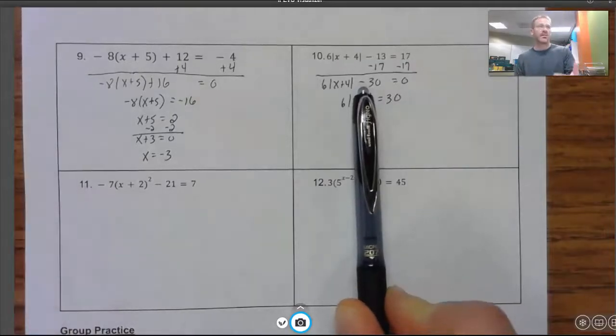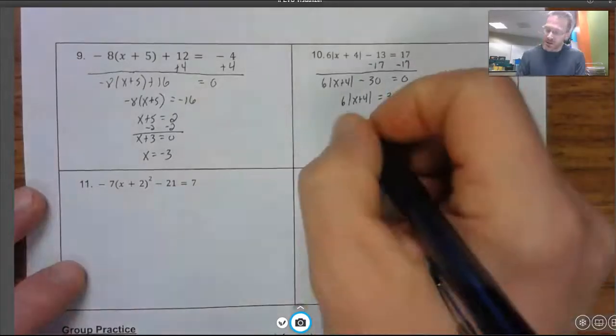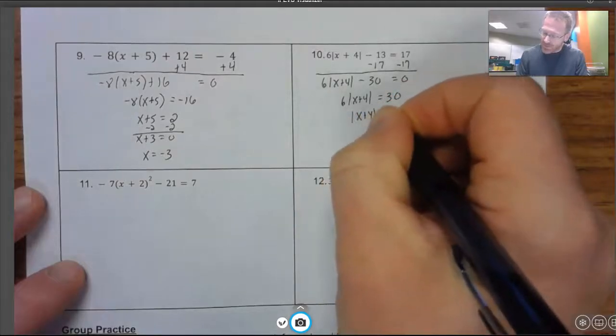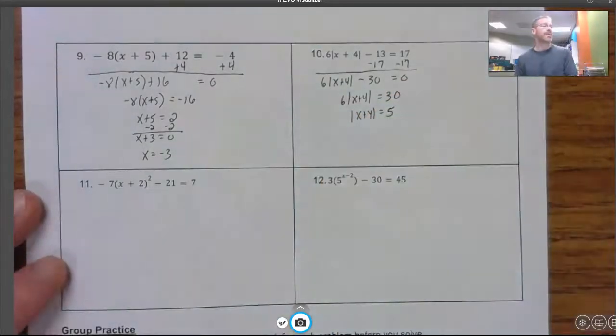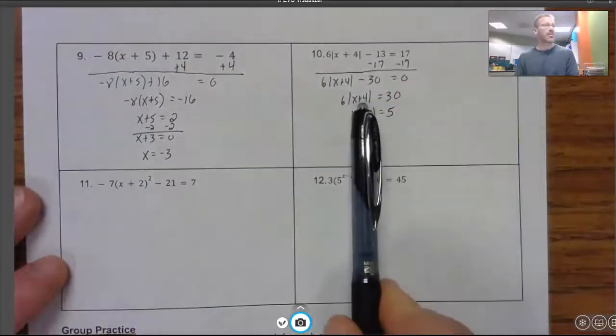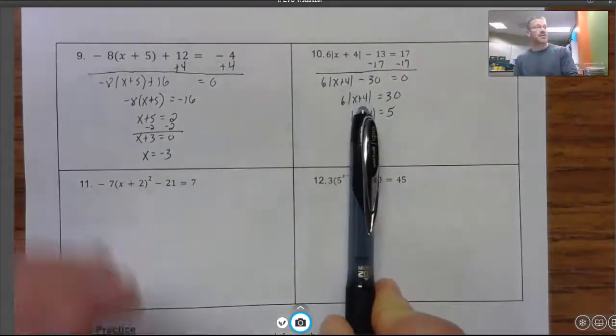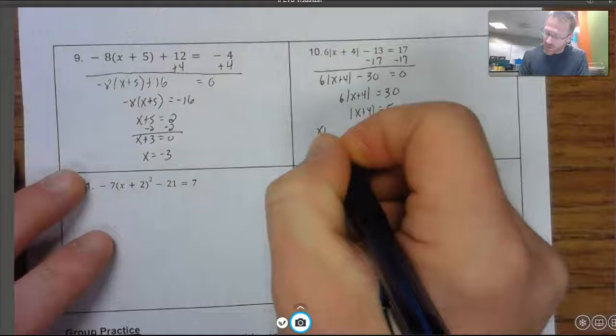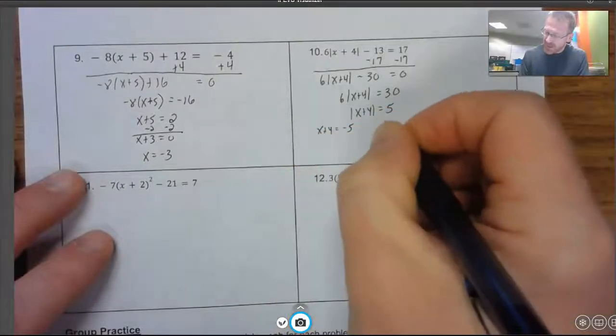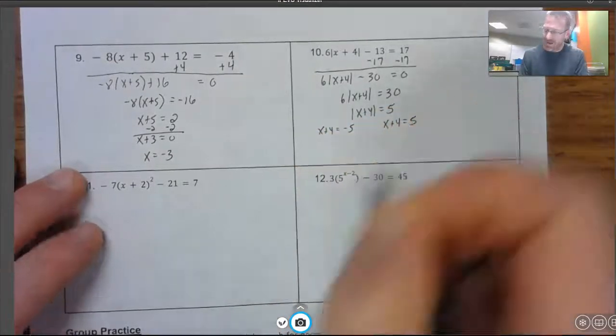And once again, you can verify that on your calculator to be sure, right? So that means the absolute value of x plus 4 is equal to 5. Okay, now, what numbers have an absolute value of 5? Negative 5 and positive 5, right? So x plus 4 could be negative 5. X plus 4 could be positive 5.